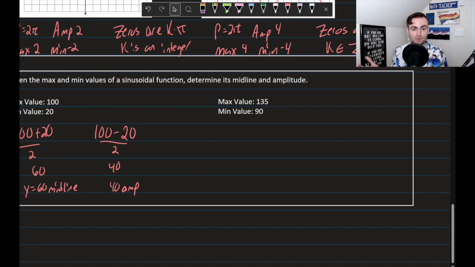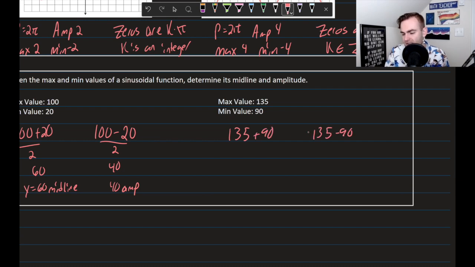And if you don't remember, do what I just did there. I didn't use a fancy formula. I wasn't like, we're going to find the average of these two things. Use what makes sense. Make it make sense to you, right? So 135 plus 90, and then 135 minus 90, each over 2. Not as easy to do in your head. So 135 plus 90 is 225. Half of 225 is 112.5. And then 135 minus 90 is 45. Half of 45 is 22.5. So y equals 112.5 is the midline, and 22.5 is the amplitude. Not bad, not bad at all.